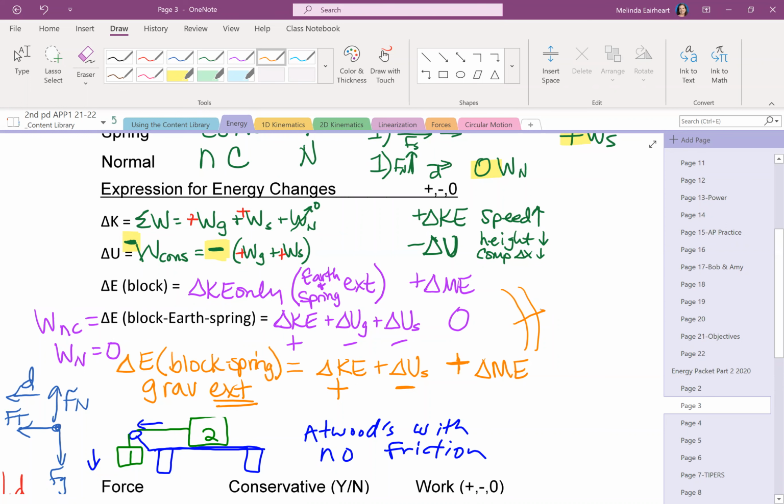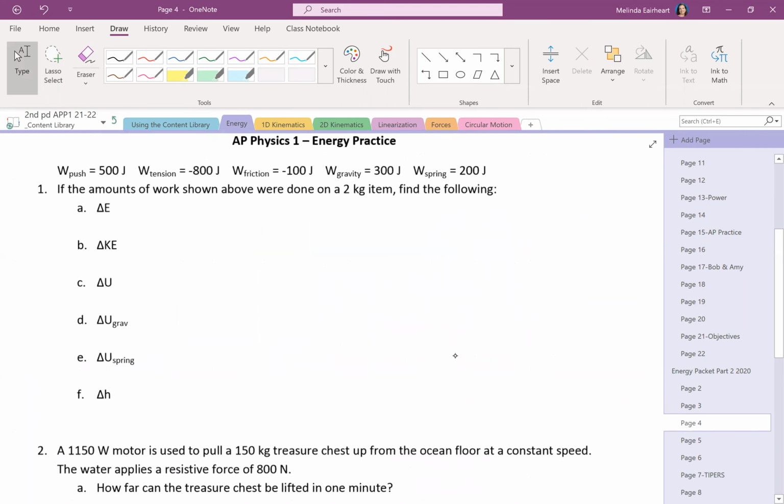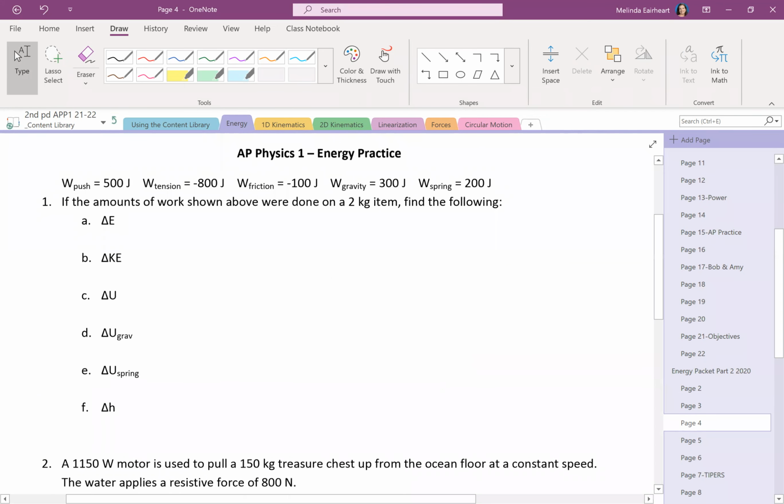Okay, let's keep it going a little bit. Page 4. Now it should be a little easier. So now we'll do some calculating. How about that? And so number 1 on the top of page 4, and this may be all we get done, I don't know. It says, if the amounts of work shown above were done on a 2-kilogram item, find the following. So we've got all these works listed.